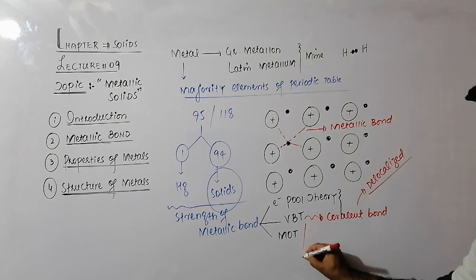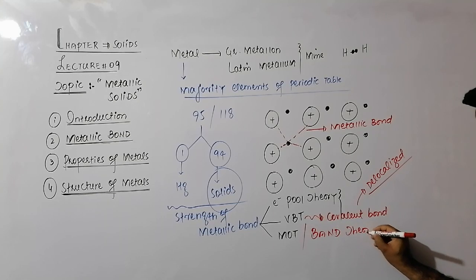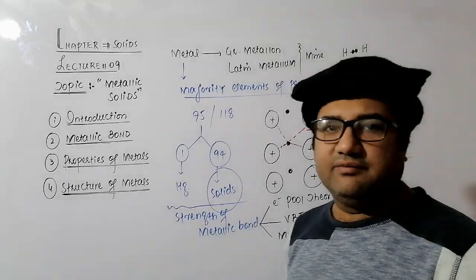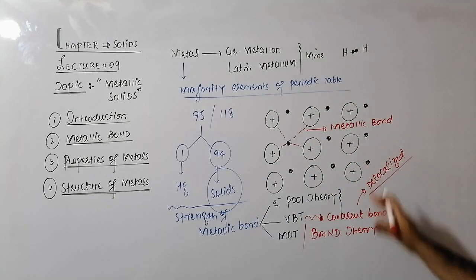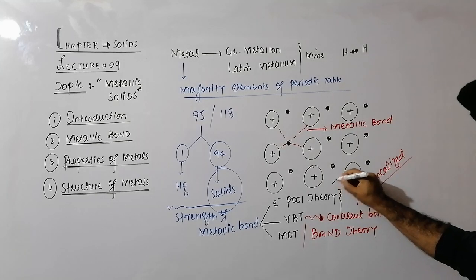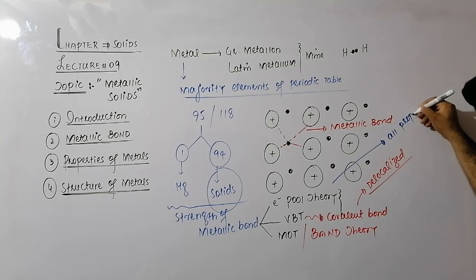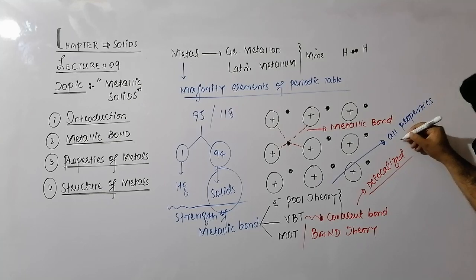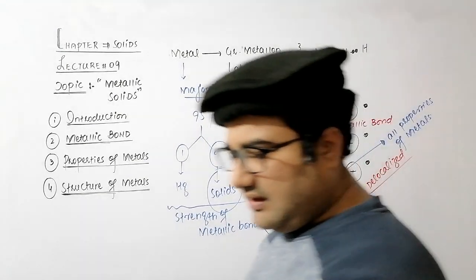The MOT, when we study it in the case of solids, is called band theory, and I will try to make a lecture on the metallic bond on the basis of MOT some other time, inshallah. So this one is the electron pool theory and the nature of the metallic bond. Now keep in mind that electron pool theory is the theory which explains all properties of metals. All properties of the metals are explained by this electron pool theory.